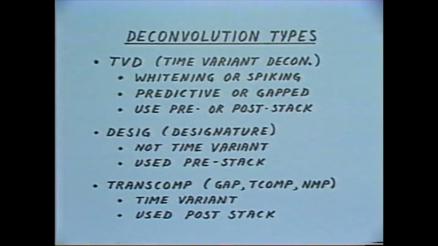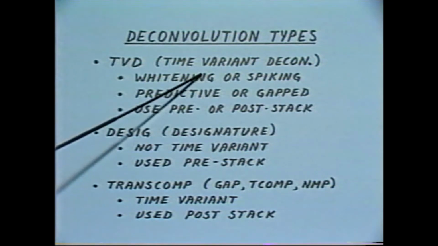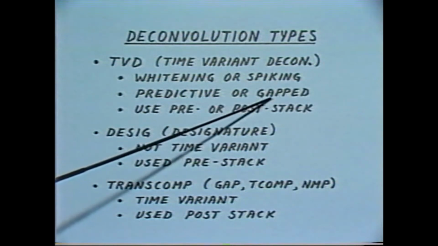Now, the various deconvolution processes that are used by GSI are listed on this slide, or at least the more common ones are. One of the older types of deconvolution was a process called time-variant deconvolution, or TVD, and that comprised two basic types, either whitening or spiking. Those were alternative names for one of the two types. The other type was sometimes called predictive deconvolution, sometimes called gap deconvolution.